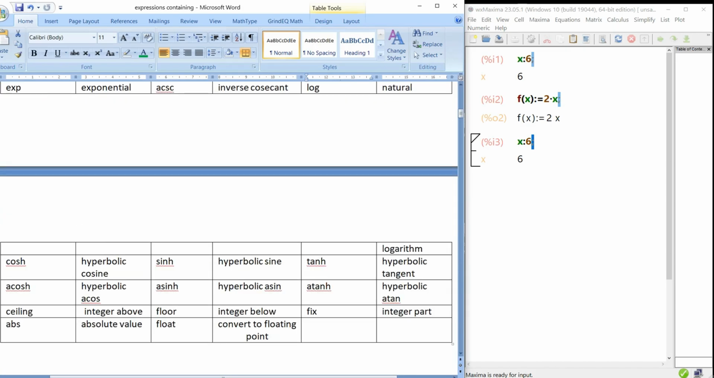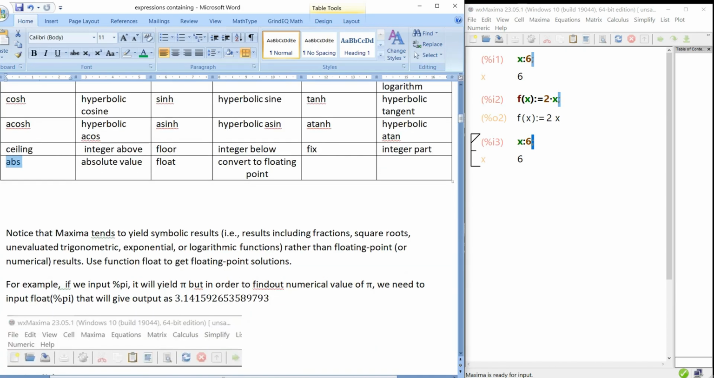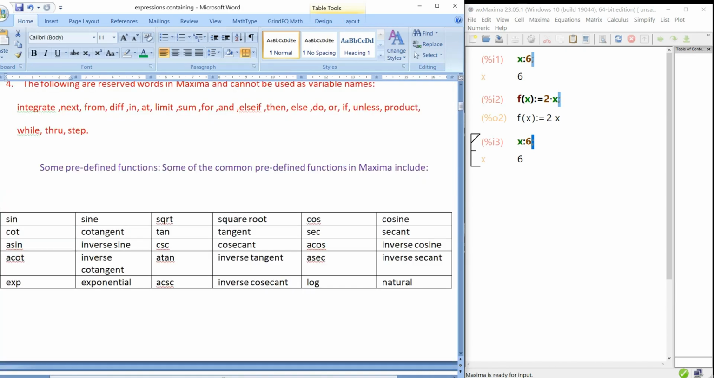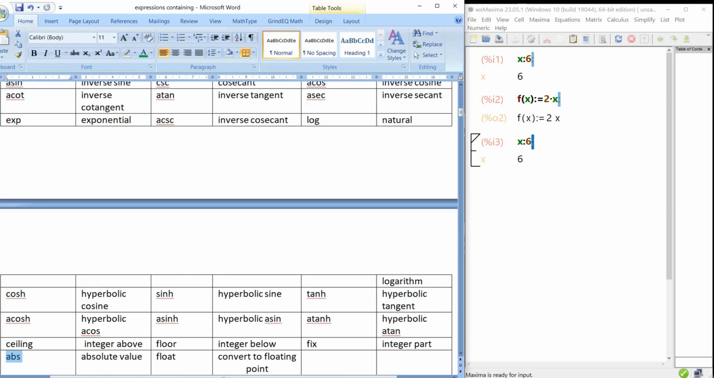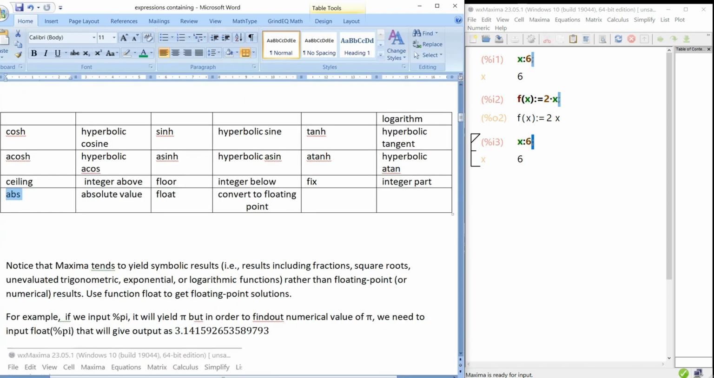There are also some other functions. Cos hyperbolic, inverse cos hyperbolic, ceiling. Ceiling means the integer above a number. ABS stands for absolute value. So you can read the table carefully and note what functions are predefined in WX Maxima, right?